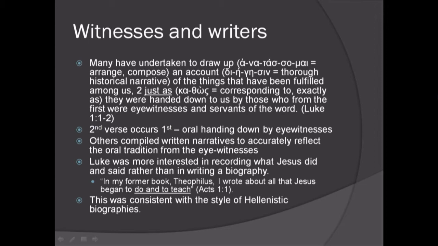this long word here, and I've put in dashes to hyphenate it into syllables. So that's alpha, nu, alpha, tau, alpha, sigma, sigma, omicron, mu, alpha, iota. So it's anatassomai. That means to arrange or compose. And then an account, and I won't bother spelling that out, but that can mean, at its highest level, a thorough historical narrative. So compose or write a historical narrative of the things that have been fulfilled among us.